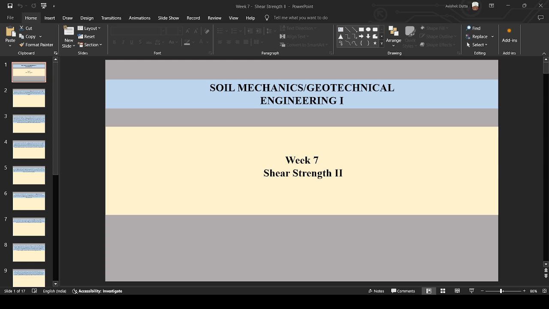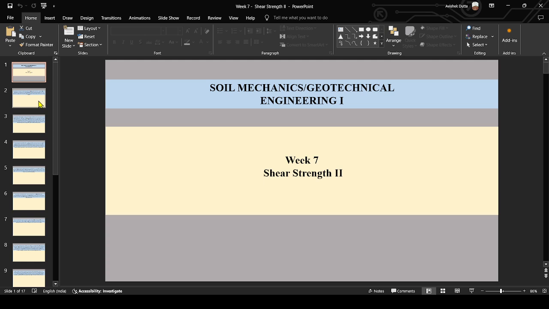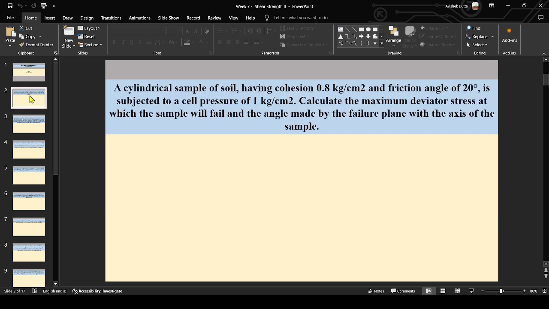Yes, I'll start with the solution part right now. Okay, the first question was: a cylindrical sample of soil having cohesion of 0.8 kg per centimeter square and friction angle of 20 degree is subjected to a cell pressure of 1 kg per centimeter square. Calculate the maximum deviator stress at which the sample will fail and the angle made by the failure plane with the axis of the sample.